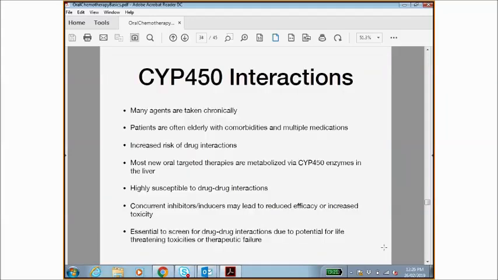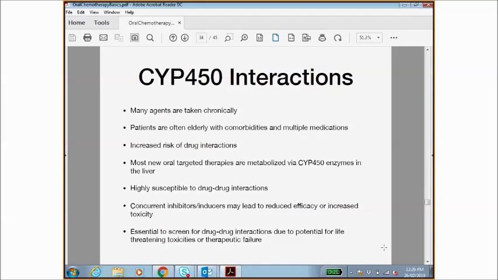So CYP450 interactions. A lot of these agents are taken chronically, and the patients are often elderly with comorbidities and multiple medications, and that puts them at increased risk of drug interaction. And most of the new oral targeted therapies are metabolized by the CYP450 enzymes in the liver, so they're highly susceptible to drug-drug interaction. And concurrent inhibitors and inducers may lead to reduced efficacy or increased toxicity. So they're not going to get the benefit of the drug, or they're going to have some difficulties.